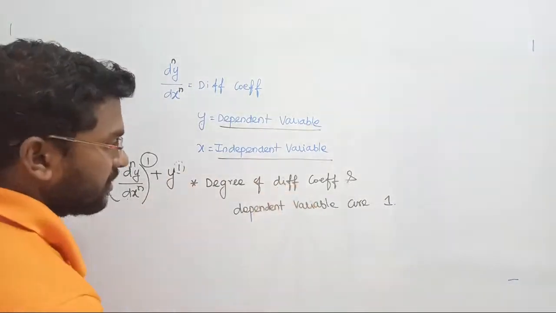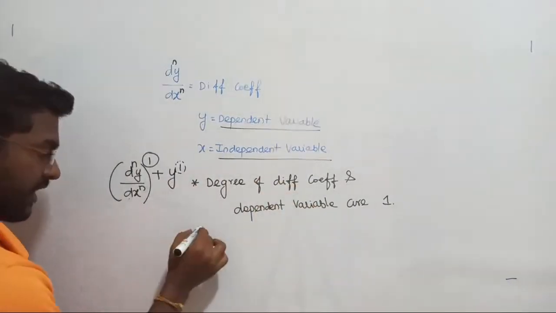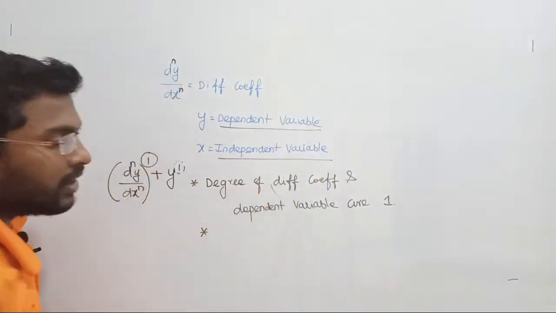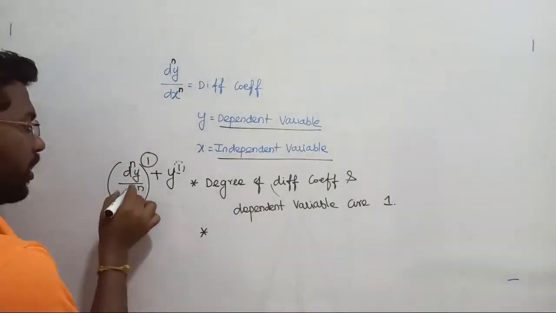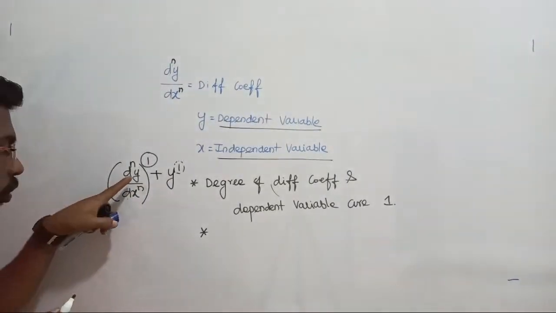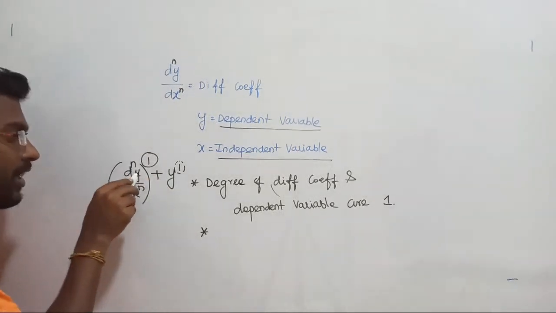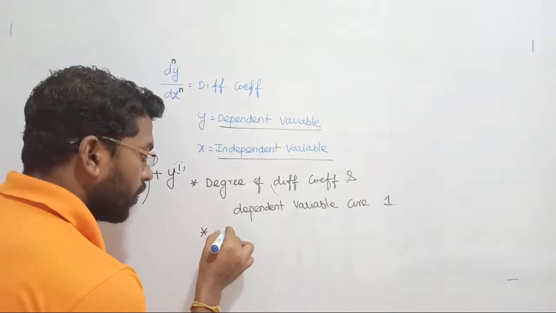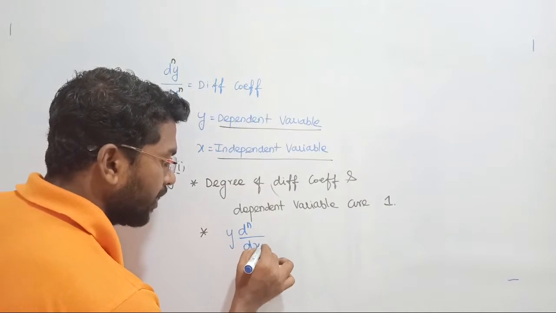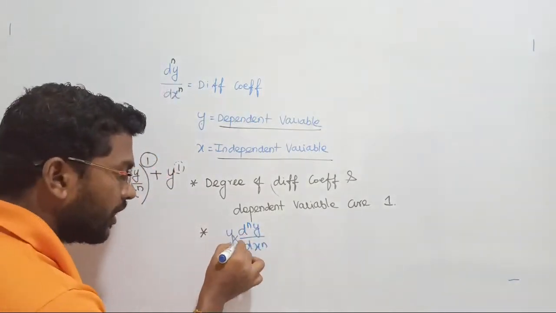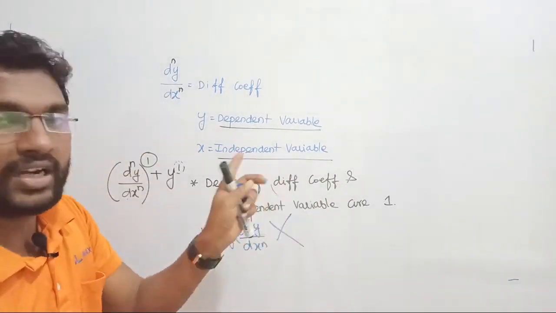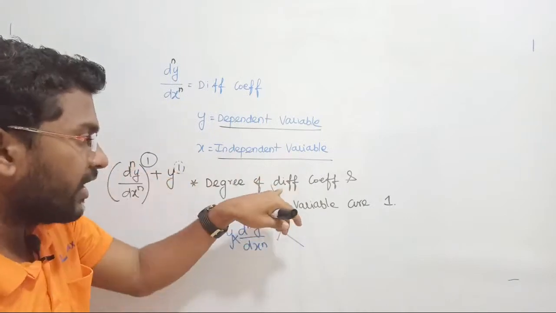If a function is linear, it must satisfy this condition. Second thing: a cross product cannot be allowed between the differential coefficient and the dependent variable. What does cross product mean? Taking this function, y is the dependent variable and this is the differential coefficient, right? You cannot write the function like d power n y upon dx power n multiplied by y. This cross product cannot be acceptable. This is wrong, right? In the case of a linear equation, a cross product cannot be acceptable.